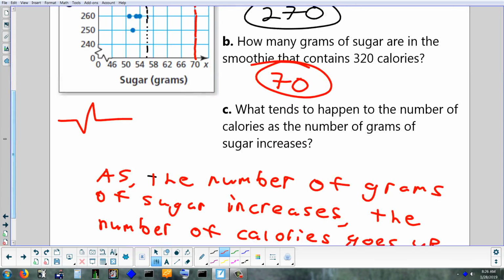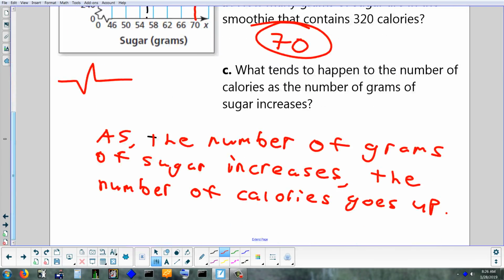Or I drew it the other way. Whatever, that's fine. Okay, so that's what they're looking for. As the number of grams of sugar increases, the number of calories goes up. That's it. Questions on that?